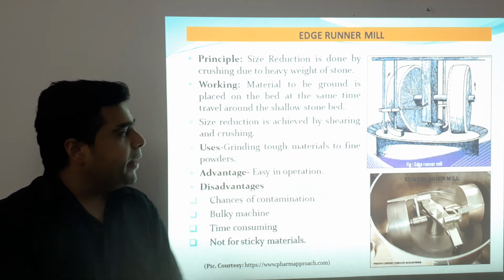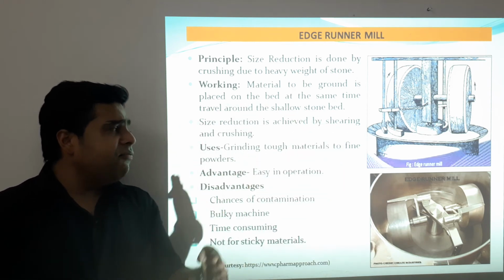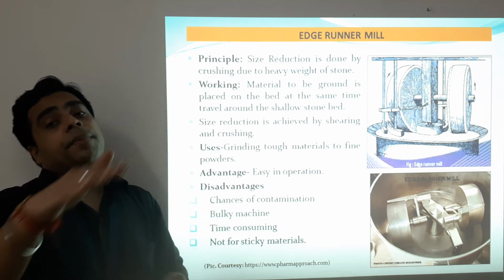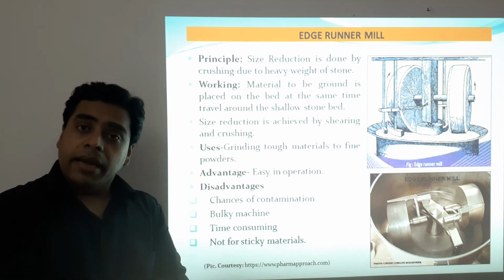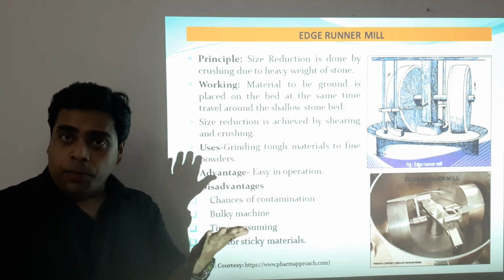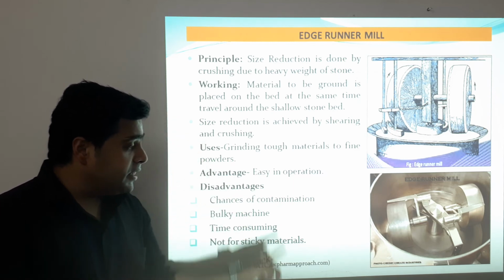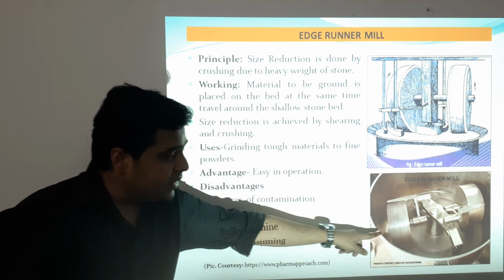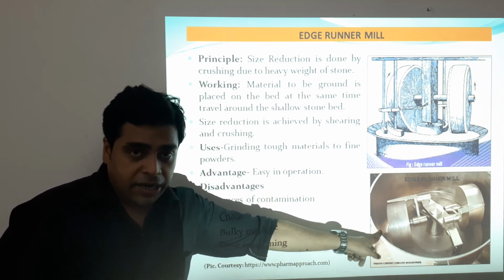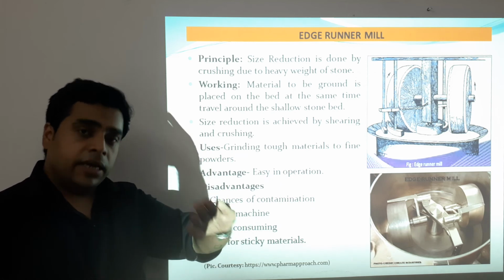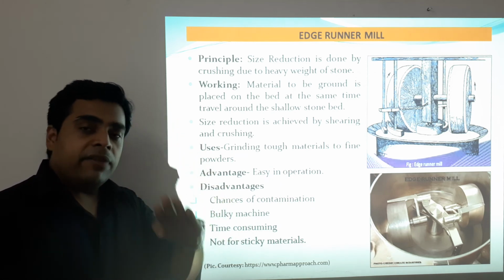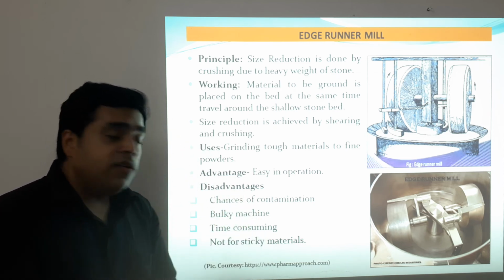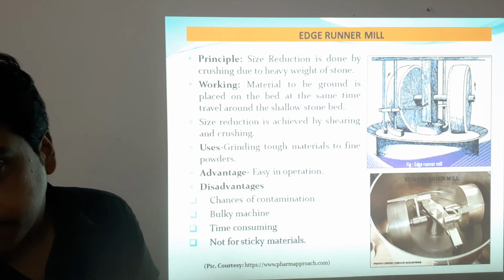The material is fed at the bed. Uses: grinding tough materials to fine powder. Where lump type or tough materials need to be turned into fine powders, we can use an edge runner mill. Advantage: quite easy in operation and easy in cleaning. Disadvantage: chances of contamination because it is an open type of mill. It is quite a bulky machine. You can see this is a typical edge runner mill used in industries. Now its use is very limited, but it finds some applications very rarely. It is time consuming because it is a batch process, and not for sticky materials.